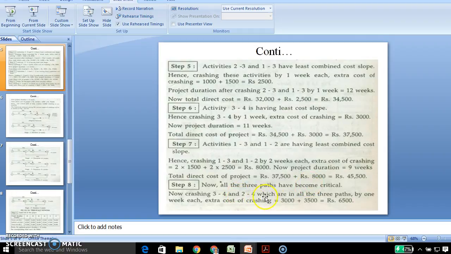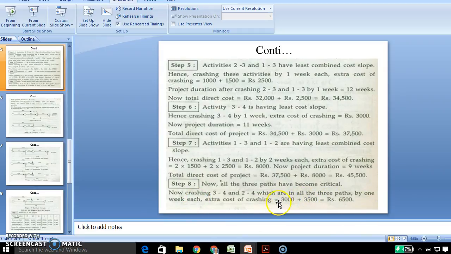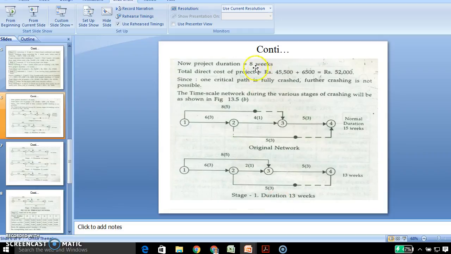Again we multiply the activities by 1 week and their cost slopes, calculate the new duration, and add the crashing cost of these activities to the previous total direct cost. Now the critical path is fully crashed and further crashing is not possible. Now the time-scale networks of each crashing stage have been drawn.